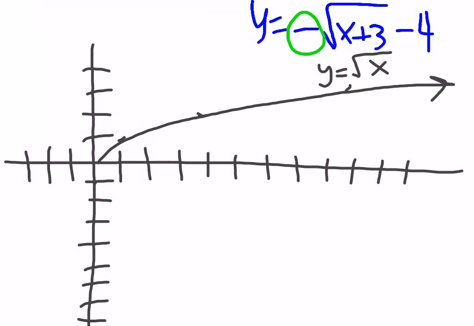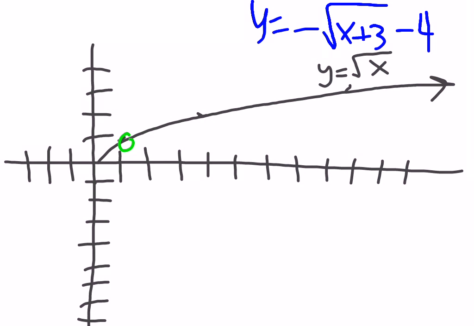The negative tells us that we need to be reflecting over the x-axis, which is right here. We're reflecting over this axis. So we're going to reflect our parent graph, y equals square root of x, over the x-axis. That's going to be the first step that we do, okay? So let's go ahead and do that.